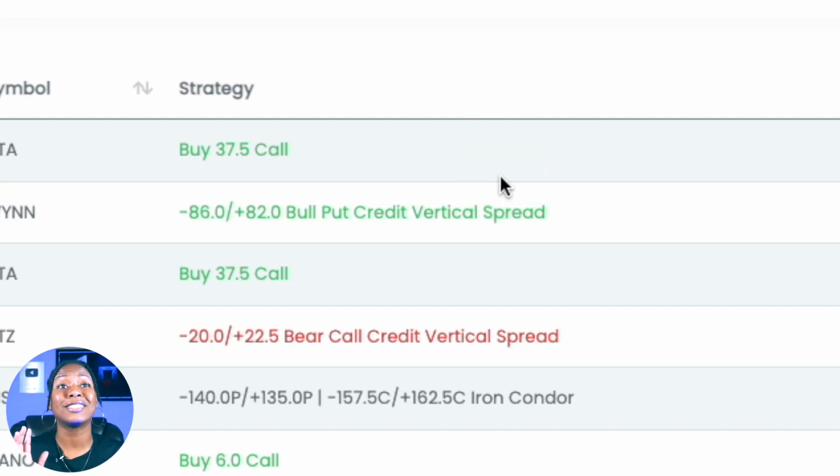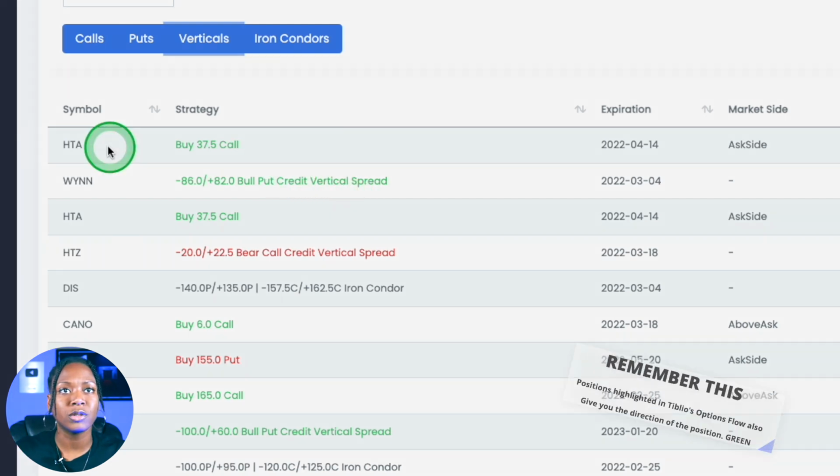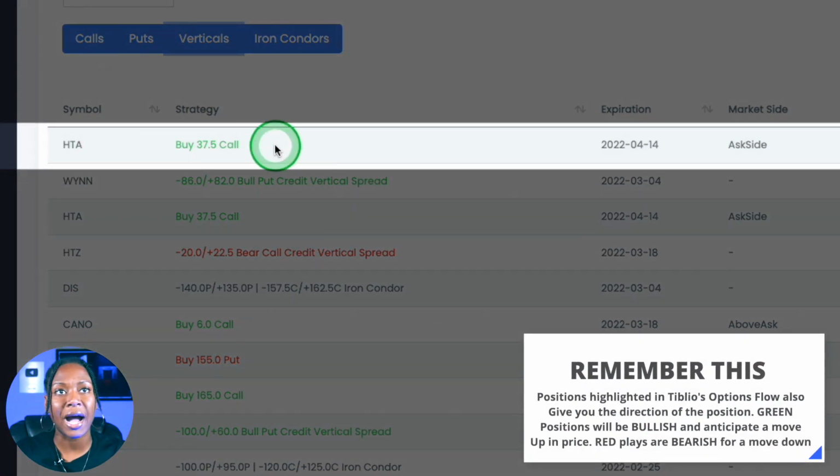Tilbio is really onto something. So Tilbio really made this easy by highlighting the direction of the movement. For example, you see this call right here for HTA, buy the 37.5 strike call. And obviously we know that calls are bullish positions, so they're going to be highlighted in green.